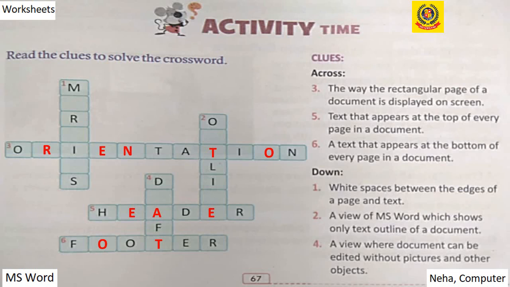Now moving to the downward clues. First one, white spaces between the edges of a page and text are margins. Second, a view of MS Word which shows only the text outline of a document, that is outline. Fourth, a view where the document can be edited without pictures and other objects. That is draft. So this is the activity time. You have to complete it in the book itself.